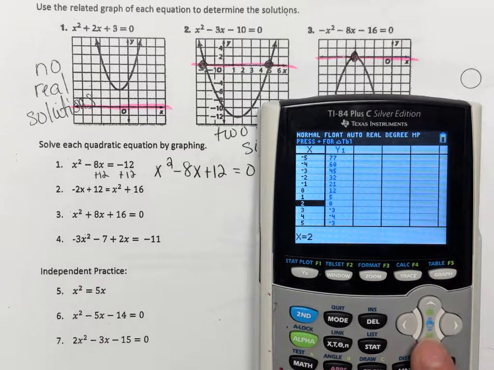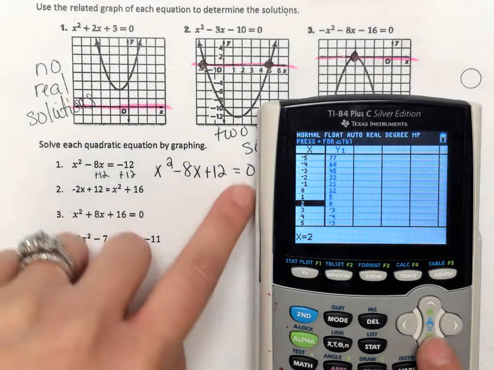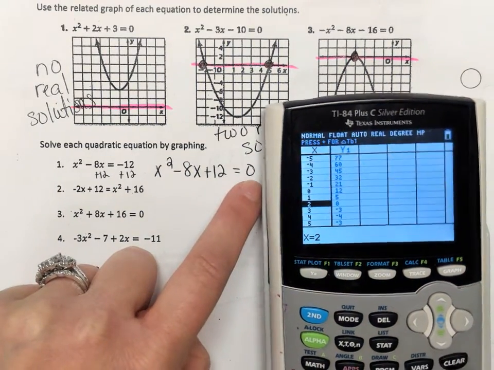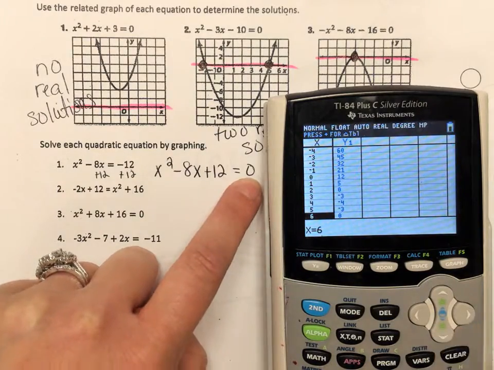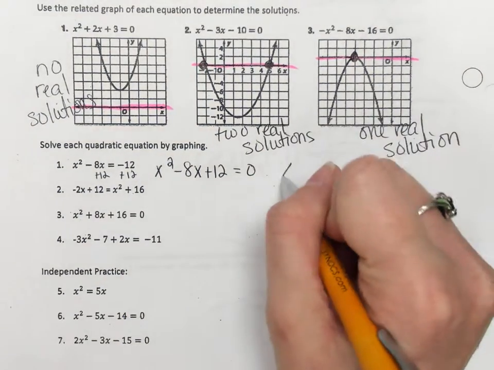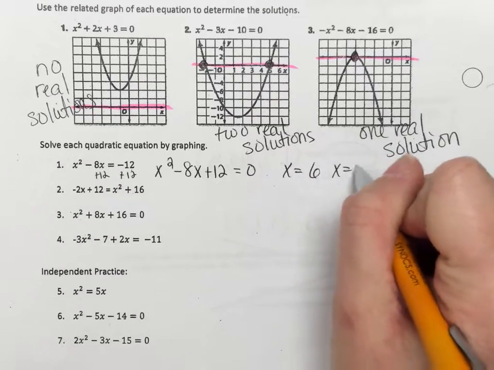All right. What happens at 2? What number do you get? You get 0. Isn't that what it's supposed to equal? Yes. All right. What was the other one? 6? Yeah. What happens at 6? You get 0. So your answer is x equals 6 and x equals 2.